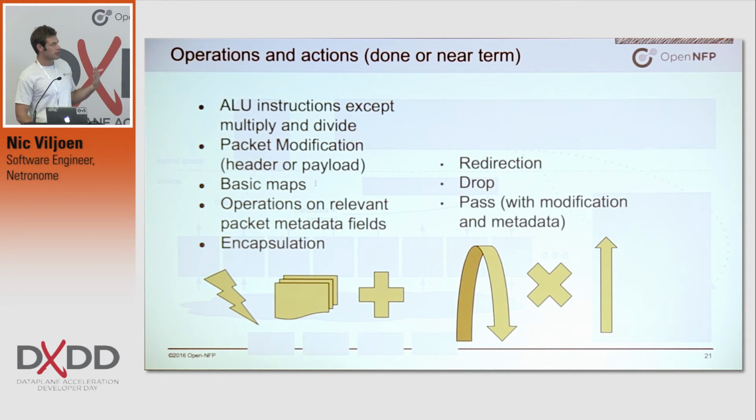This is kind of where we are in terms of roadmap. We've done most of the ALU instructions now, so multiply and divide we've kind of left out because they don't get used a lot. Multiply, we have a fairly efficient implementation. Divide is a little bit more messy. Packet modification, that's now, or is it up yet? I don't think it's up yet, but we have our implementation internally. Basic maps, operation of the relevant fields within the packet metadata, I believe that's now done. And encapsulation. So these are kind of the next steps.